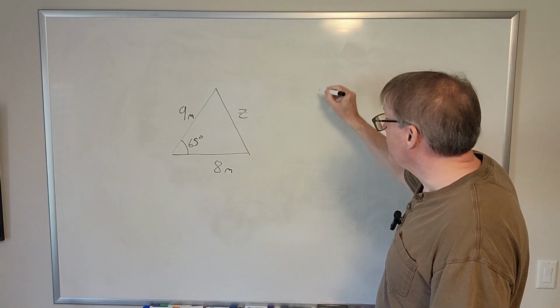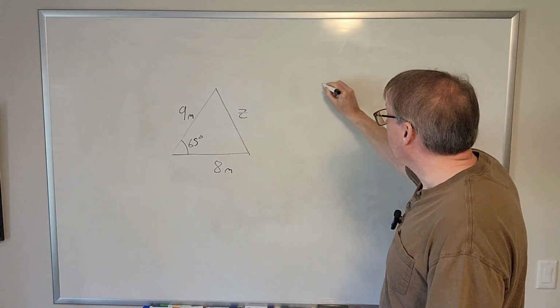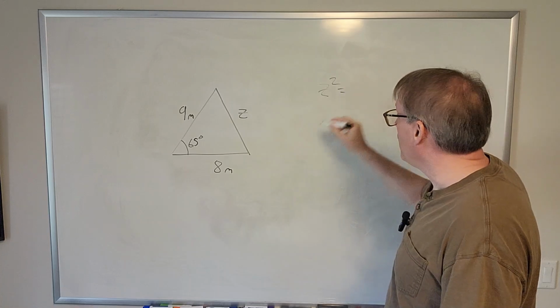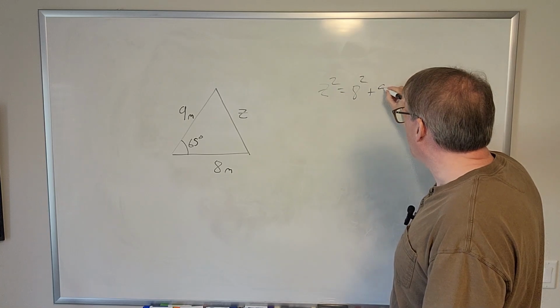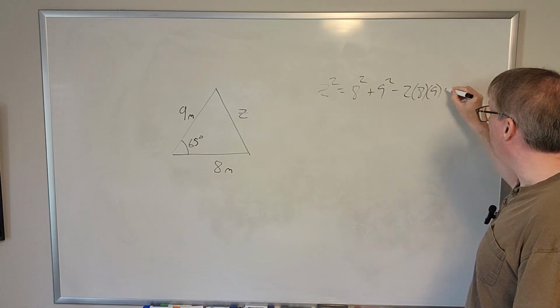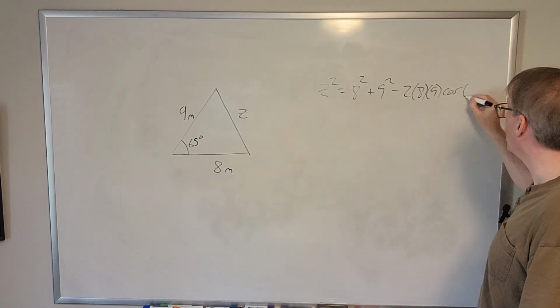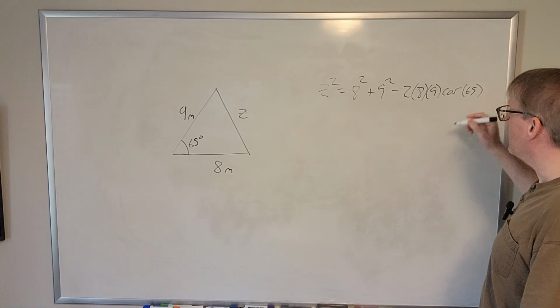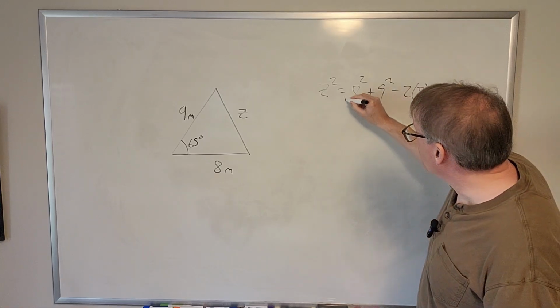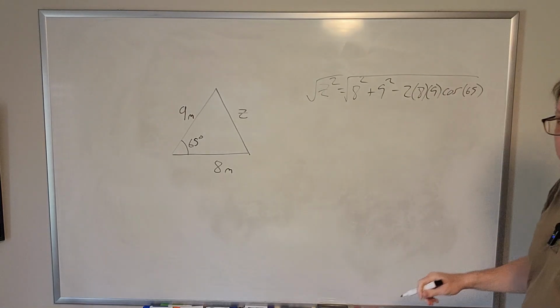How would you solve for z? Treat z as your c in the a, b, and c world. So this would be z squared equals 8 squared plus 9 squared minus 2 times 8 times 9 cosine of whatever's opposite z, which is 65 degrees. And that's it. You want to solve for z, take the square root of both sides. And it's going to be that, whatever that is.